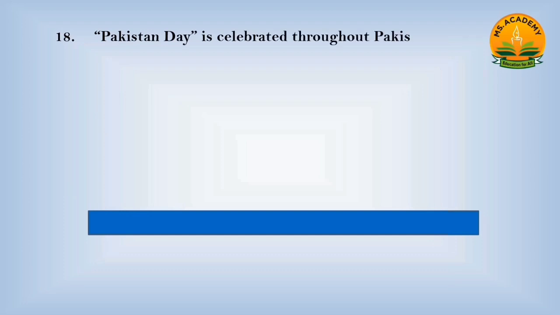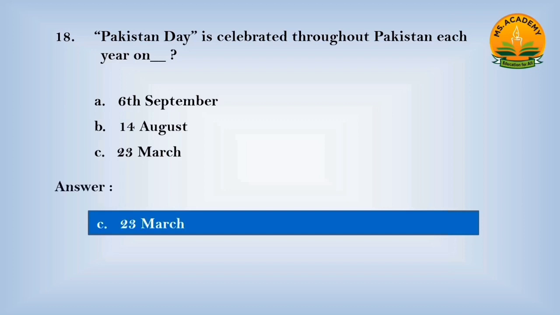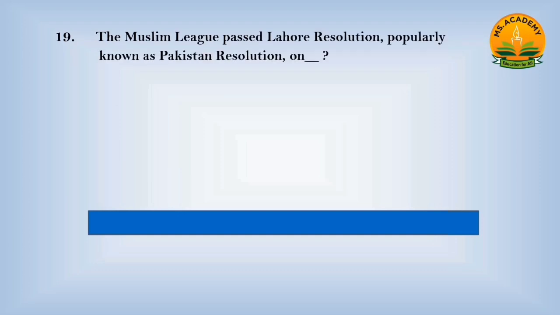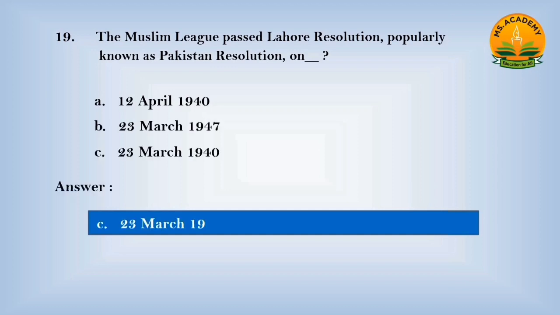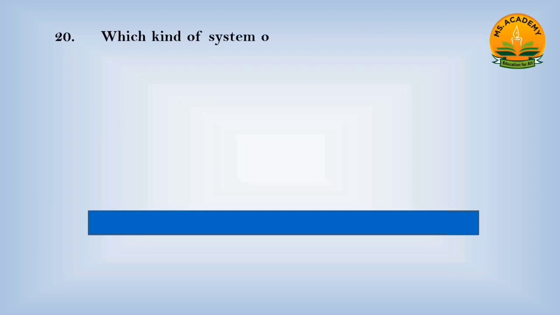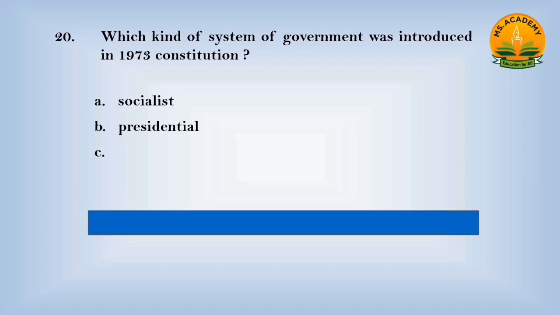Pakistan Day is celebrated throughout Pakistan each year on A. 6 September, B. 14 August, C. 23rd March. Answer is C. 23rd March. The Muslim League passed Lahore Resolution, popularly known as Pakistan Resolution, on dash. A. 12 April 1940, B. 23rd March 1947, C. 23rd March 1940. Answer is C. 23rd March 1940. Which kind of system of government was introduced in 1973 Constitution? A. Socialist, B. Presidential, C. Parliamentary. Answer is C. Parliamentary.